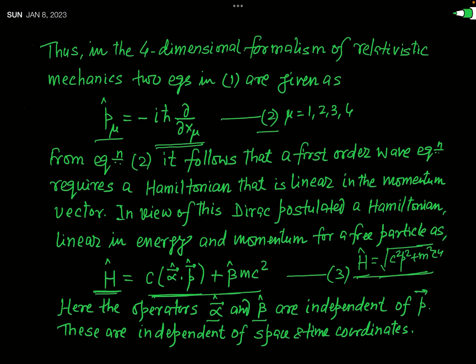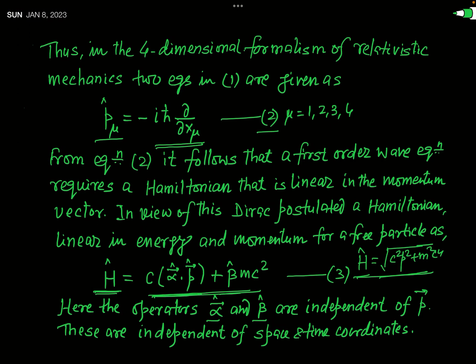You can only postulate that these two operators are independent of the momentum p, and they are also independent of space and time coordinates. So this expression for the Hamiltonian represents that the Hamiltonian is linearly related with the momentum vector p. This is actually called the Dirac Hamiltonian.